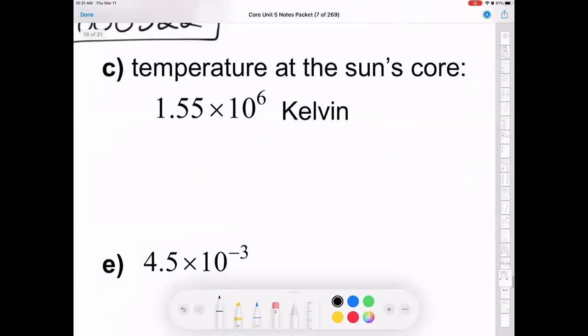If you have the temperature of the sun's core, apparently it is 1.55 times 10 raised to the 6th power. And the goal here is to try and convert that into standard form. In other words, what's just the normal number here? Well, if I have 1.55, and usually for these, I kind of like to move my times 10 to the whatever power a little over, so it gives me some space if I need it. So it looks like we have times 10 to the 6, so that's a positive, which means I'm going to the right.